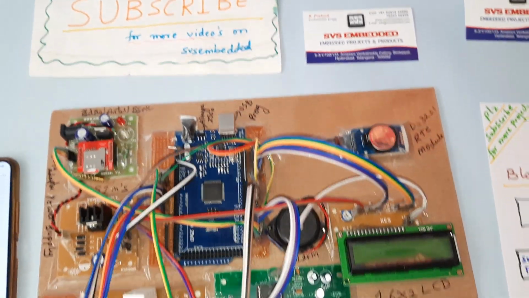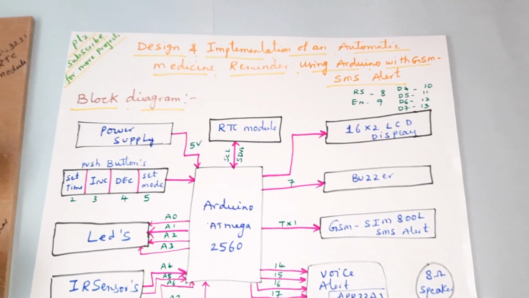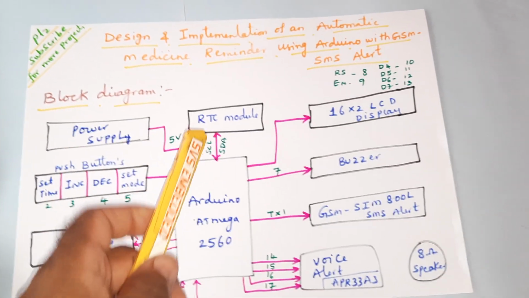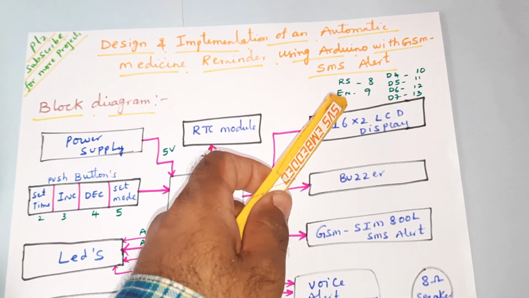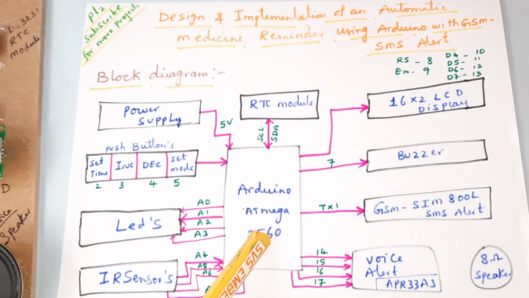The project title is Design and Implementation of an Automatic Medicine Reminder Using Arduino with GSM SMS Alert. Here we are using an ATmega 2560.